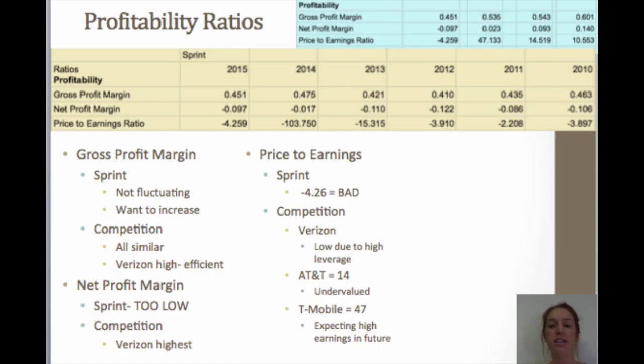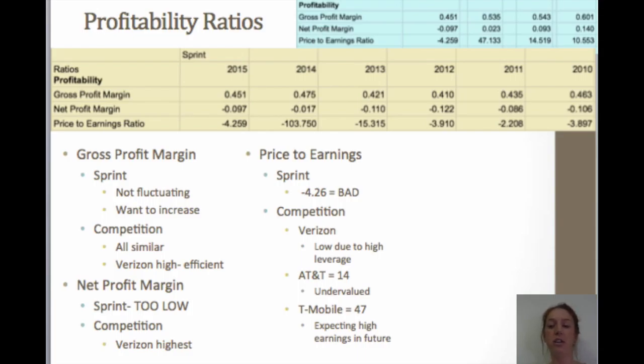Last is the price to earnings ratio. In 2015, Sprint had a negative PE ratio at negative 4.26, as you can see in the yellow box. This is really not a good sign because that means that investors are not going to be willing to put money into the company. Verizon's PE ratio in 2015, as you can see in the blue box, was at 10. And this seems low for a strong company such as Verizon, but this is just because Verizon's much more leveraged than the other three companies, and that can skew the ratio.